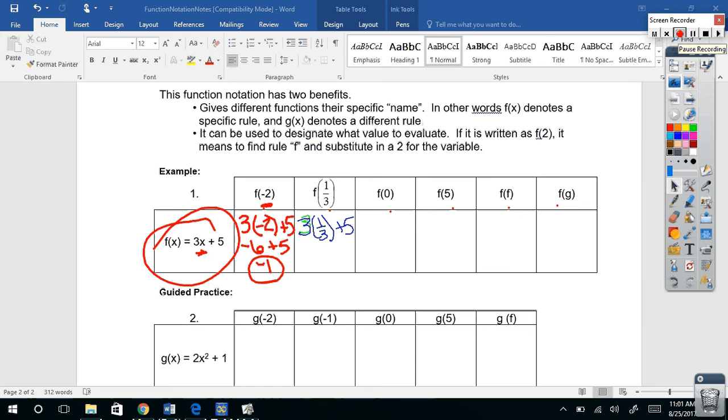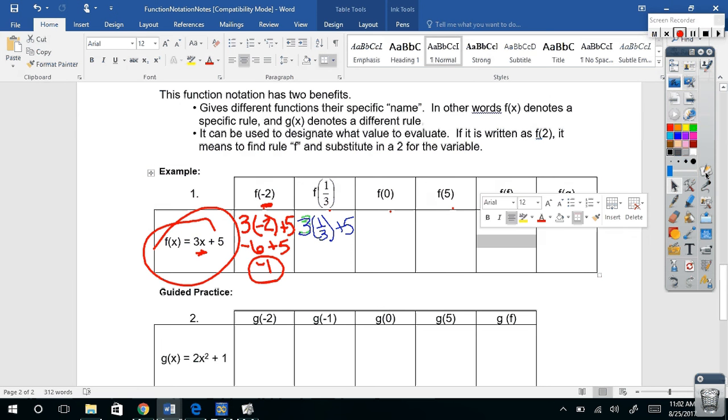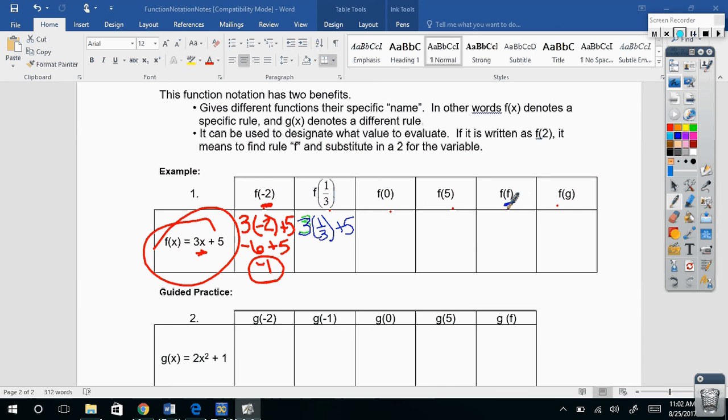Look at the f of f real quick. Everybody look up here real quick. Whatever is here is what we're replacing the x with. 3f plus 5. That's it. That's the answer? That's it.